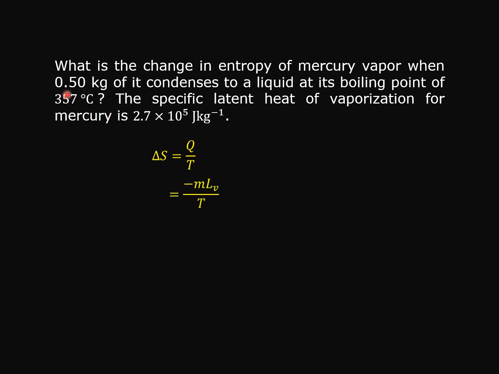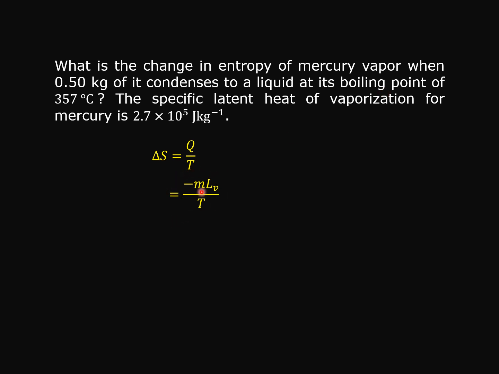When the 0.5 kg of mercury changes from the vapor into the liquid, the heat it releases is equal to mL_V, where L_V is the specific latent heat of vaporization, and m is the mass of the mercury. The temperature T is referred to the boiling point in this case.